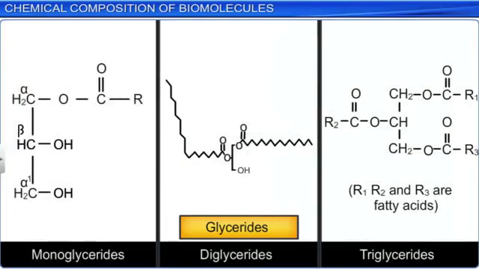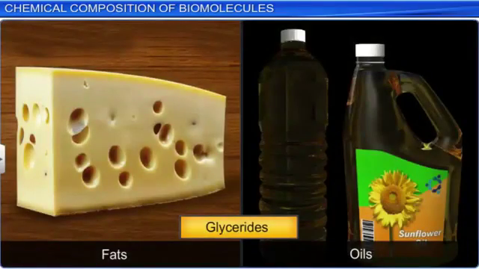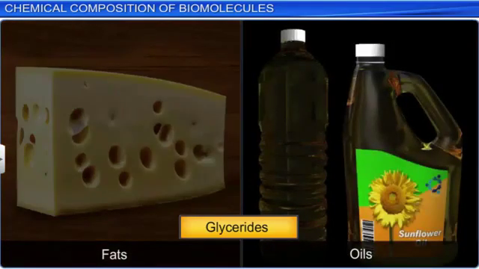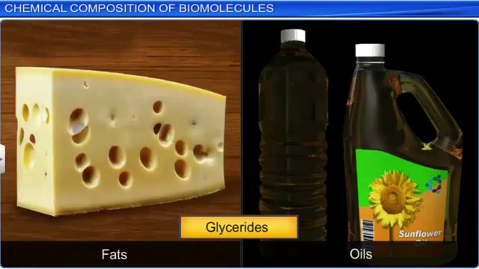Based on their melting points, glycerides may be either fats or oils. Oils have a lower melting point and hence remain as oil in winter, while fats freeze easily at low temperatures.